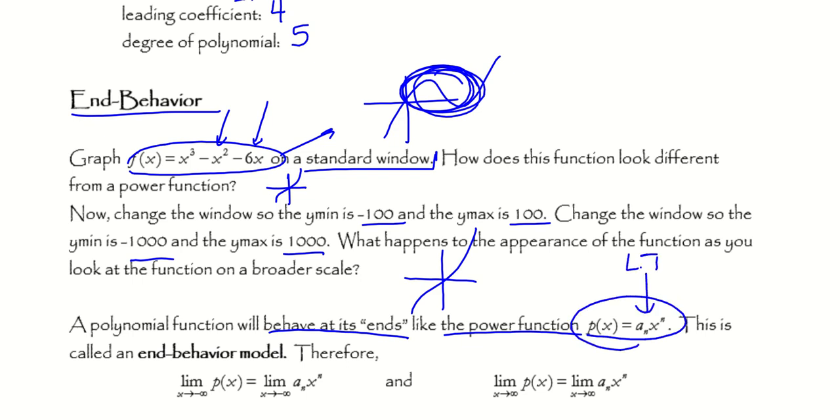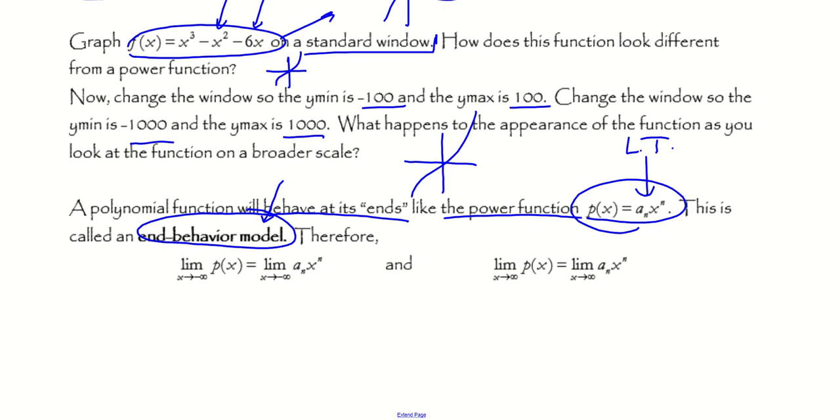So this is my leading term. That power function is called an end behavior model because it models, or gives us a picture of, how our polynomial behaves at the ends. So let's look at how that works.